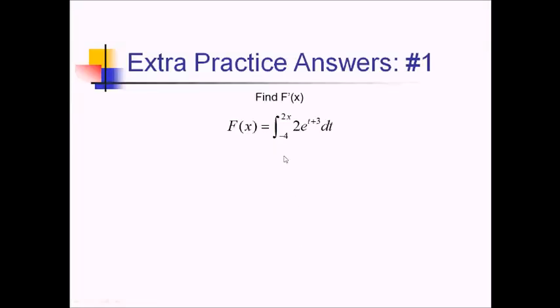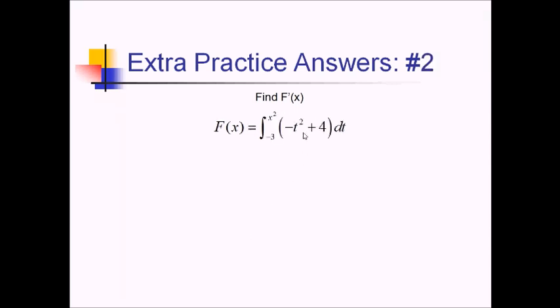On this problem, we're trying to take the derivative of this integral function here. So using our FTC, we're just going to plug the upper limit in for the dummy variable and use the chain rule. So we're going to have 2e to the 2x plus 3 times 2. And if we want to clean that up, I guess we could write 4e to the 2x plus 3.